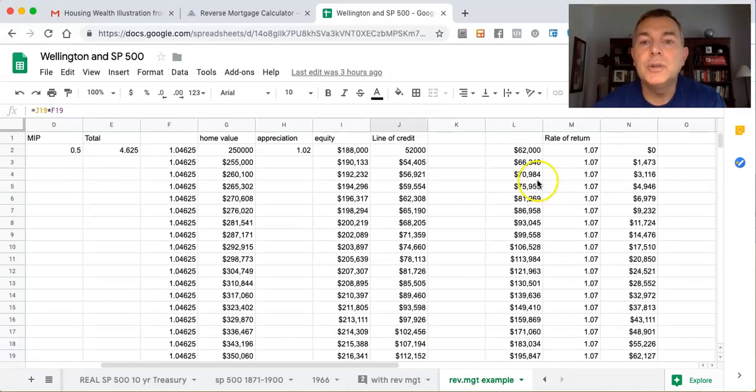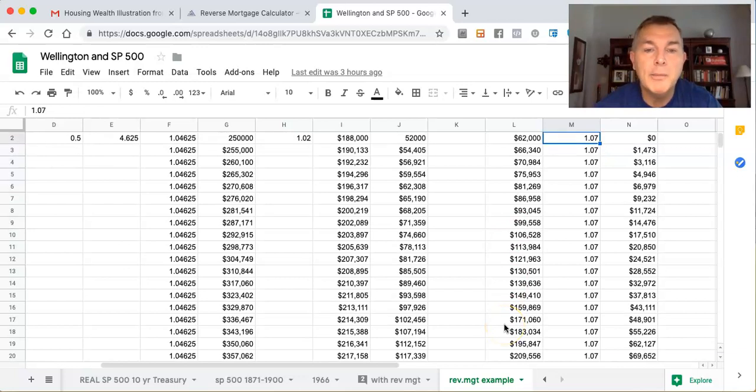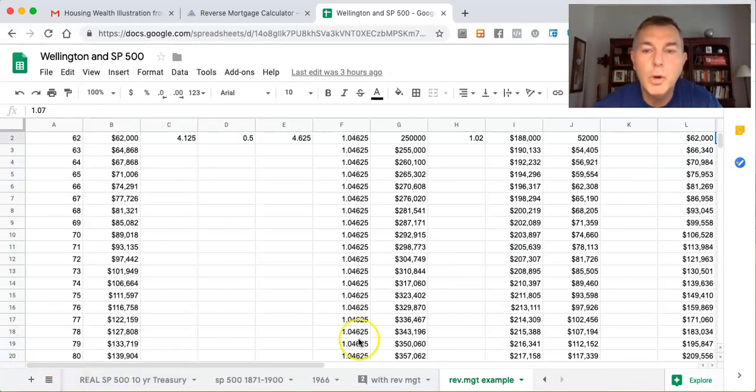But my $62,000 at 1.07, if I believe that the market's going to do better, and this is the old-fashioned idea of using the equity as a hedge against inflation or a hedge against low interest rates or something like that, by the time I'm 80 years old, I'll have $209,000 in my brokerage account.